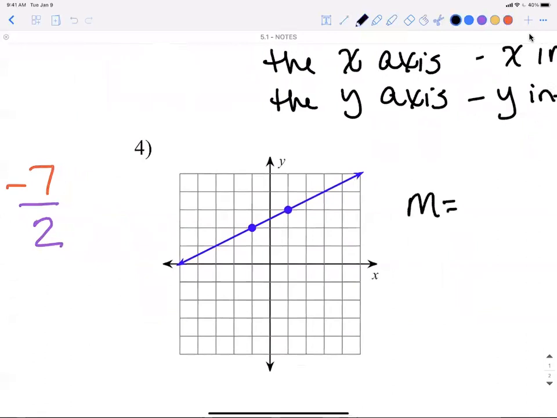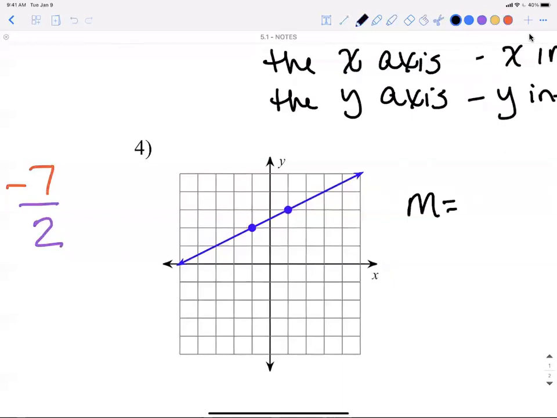I had one of my classes look up why we use M for slope. It's Latin for change in latitude or something. I don't know. It was some Latin word for change in incline or decline.